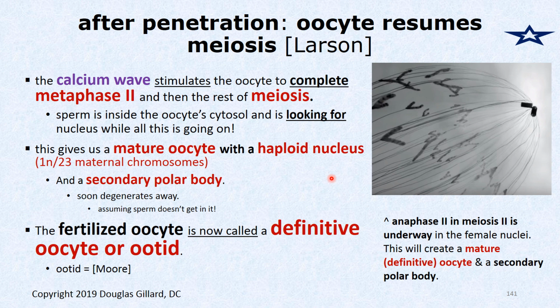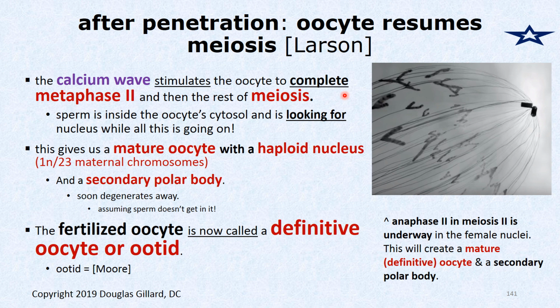So after penetration of the plasma membrane, the oocyte resumes meiosis. We said that. Waves of calcium stimulated that, we said. Meiosis 2 kicks into gear, and then meiosis is completed. The sperm is also looking for the nucleus of the oocyte at this time.